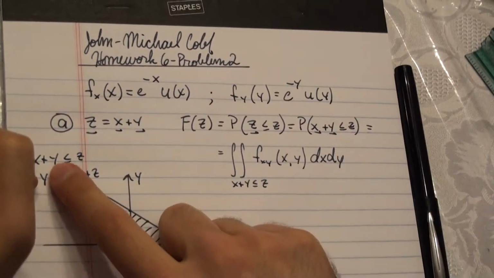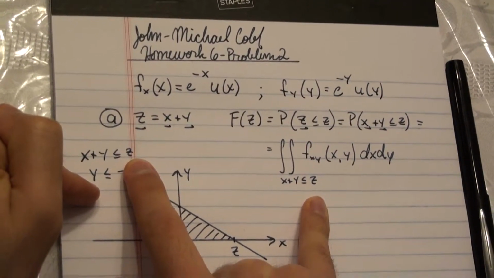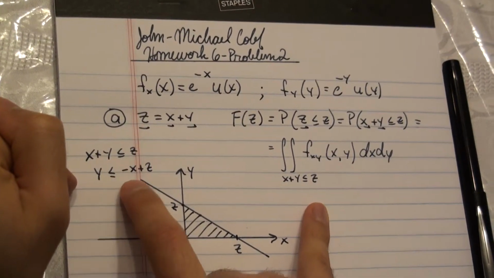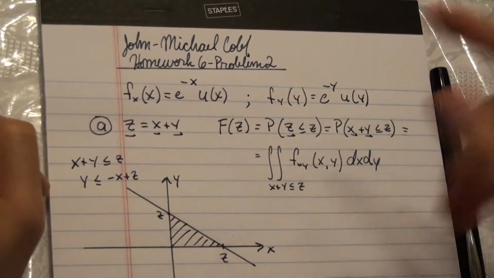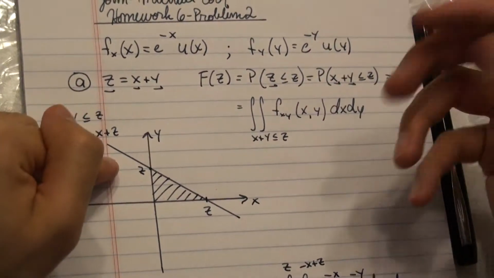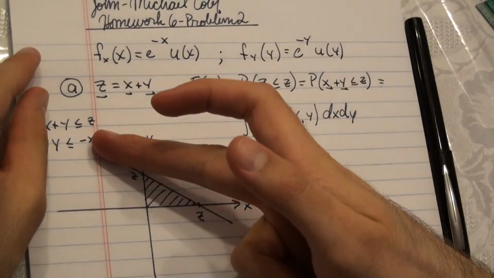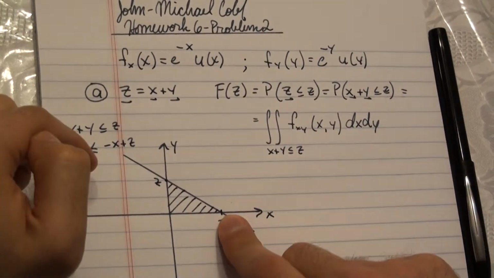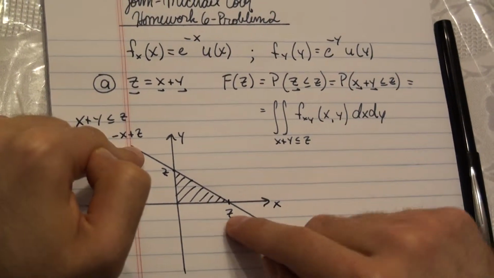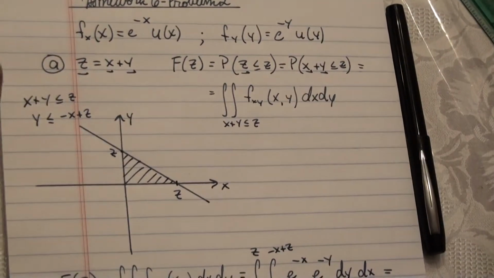So we look at the inequality x plus y less than or equal to z, and we solve for y. I move x over, and we get y is less than or equal to minus x plus z. That's just a line with a slope of -1 and y-intercept z. So I put z over here. We have the line here. It crosses the x-axis, so when y is 0, we have x equal to z. So these are the intersection points for x and y.